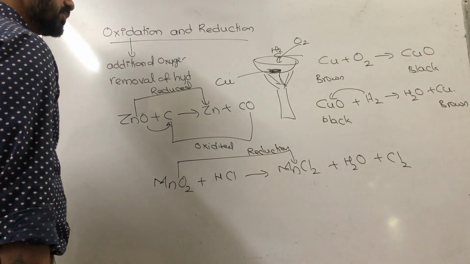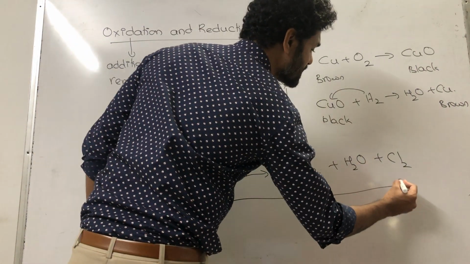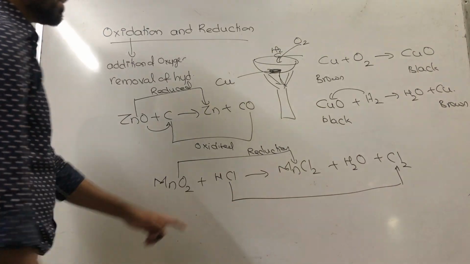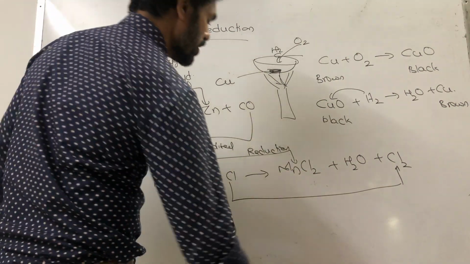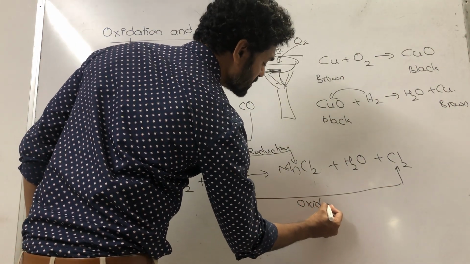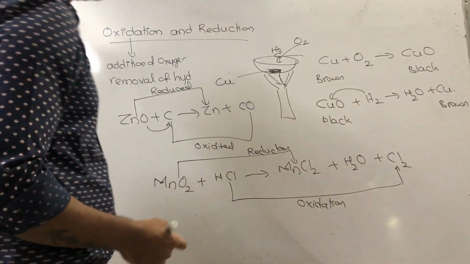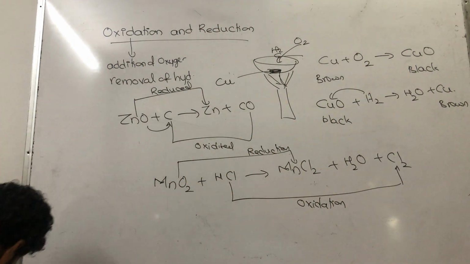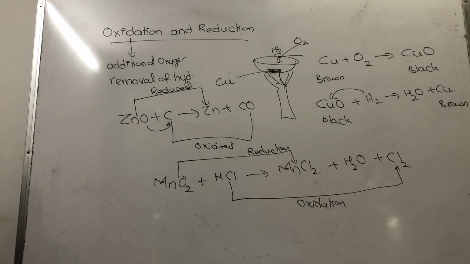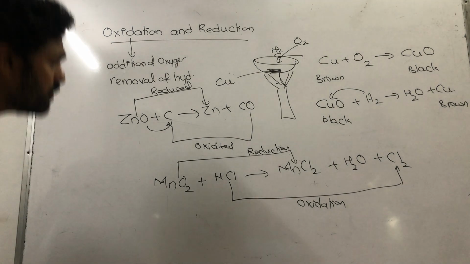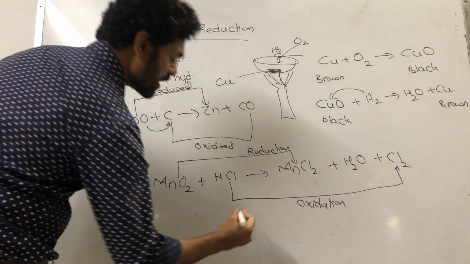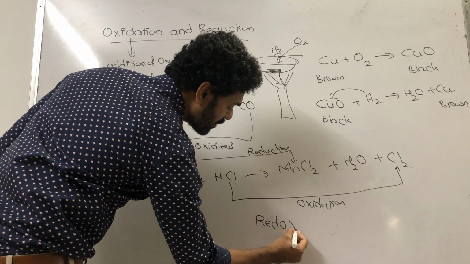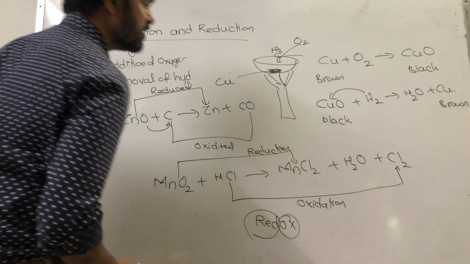Then what else do we notice? We notice that hydrochloric acid, HCl, is losing hydrogen and it forms Cl2. Now because HCl loses hydrogen, we say this is your oxidation reaction. That is, HCl gets oxidized to Cl2. So these were a few examples of your oxidation and reduction reaction. Now because oxidation and reduction occur simultaneously, together, they are called redox reaction, which is reduction and oxidation.